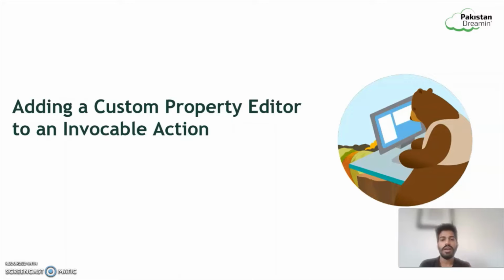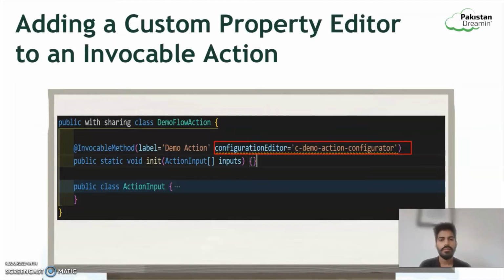Let us now take a look at how we can use a custom property editor for an Apex action. Quick reminder again, a custom property editor is basically an LWC. So here is an example of how you can link your custom property editor component to your Apex action. All you need to do is specify your component's name in the configuration editor property of your invocable method. And that's basically it.